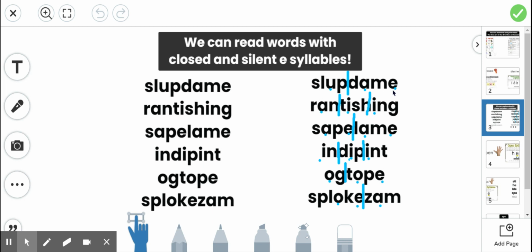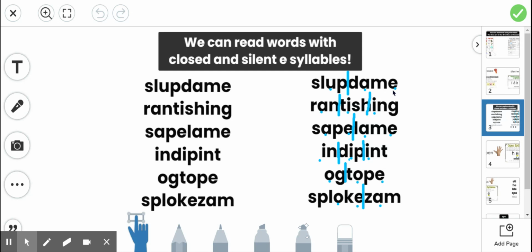So what I would like you to do is to try reading all 6 of these silly words to yourself and pay close attention to the vowels. Are they short or are they long? So you can hit the pause button to read these on your own and then hit play to read them with me. So go ahead and pause now.